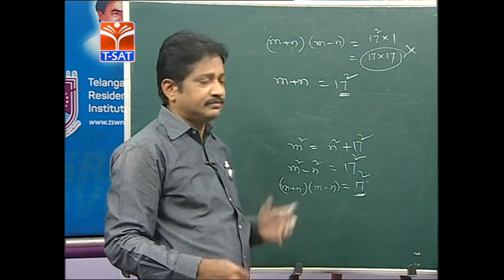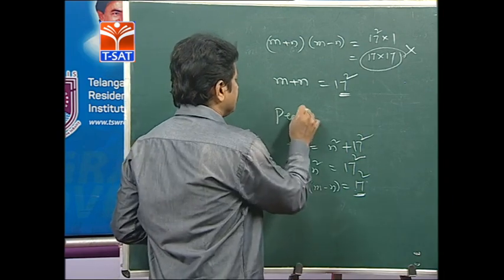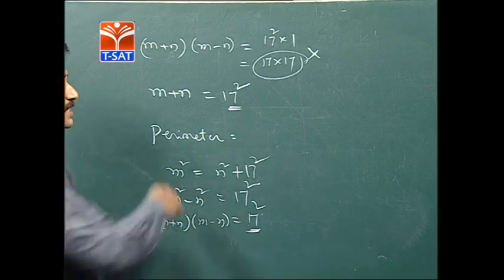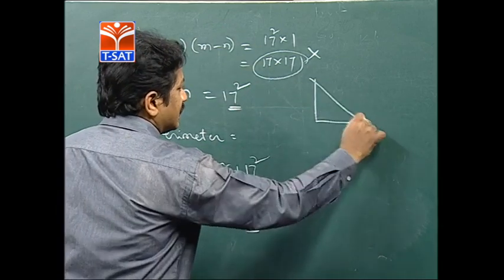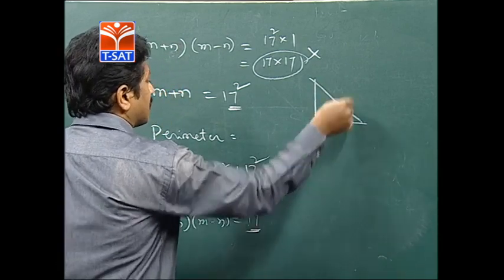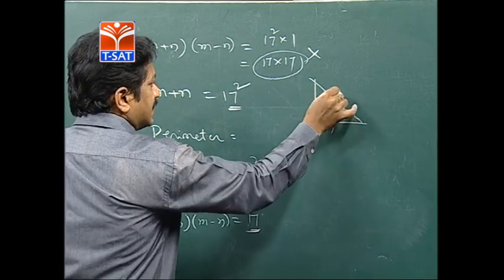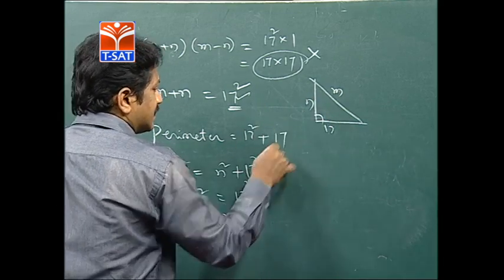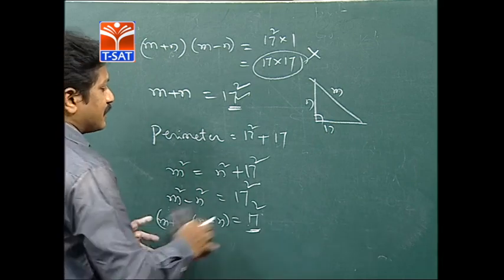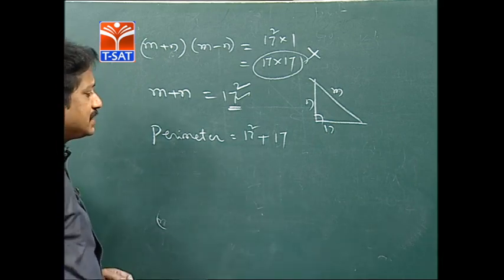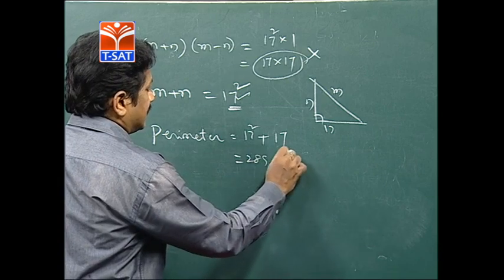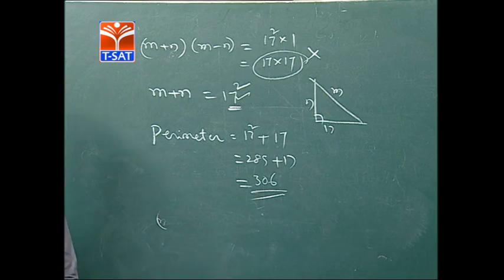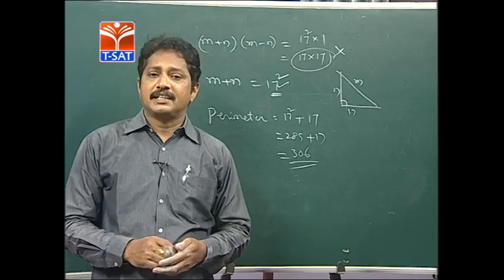Then what is required here? Perimeter. What is the perimeter here? Simply the sum of 3 sides. This is the triangle, you know. This is 17, you know the m, and this is n. The m plus n value, you know, is 17 square, and the other side is 17. You can say 17 square plus 17. You know that 17 square is 289, plus 17. Simply it is 306. So, the perimeter of the right triangle is 306.